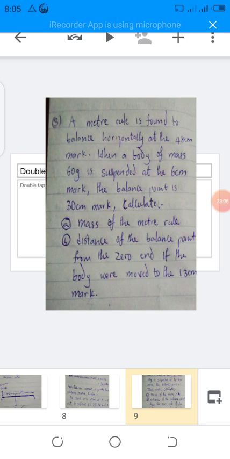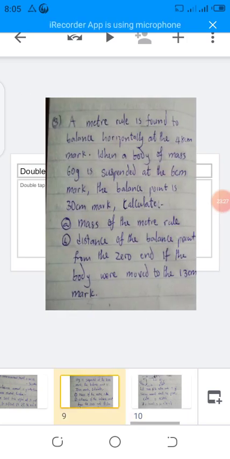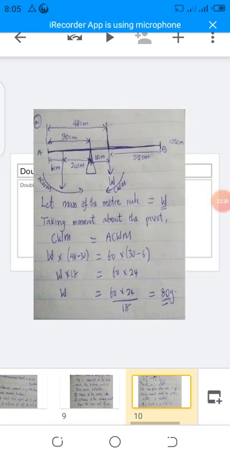So when a body of mass 60 gram is suspended at the 6 centimeter mark of the meter rule, from one end of the meter rule, at 6 centimeter mark, I'm suspending a force of 60 grams at 6 centimeter mark from point A. A force of 60 grams is suspended and is acting downward.